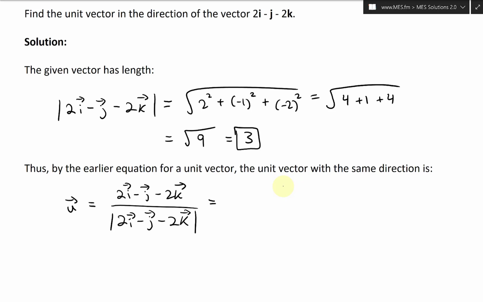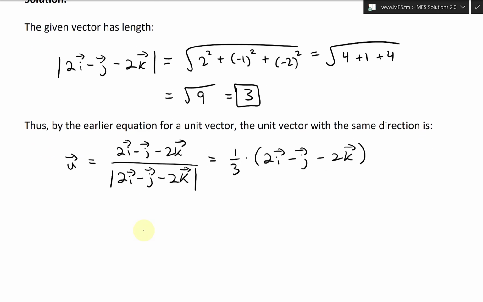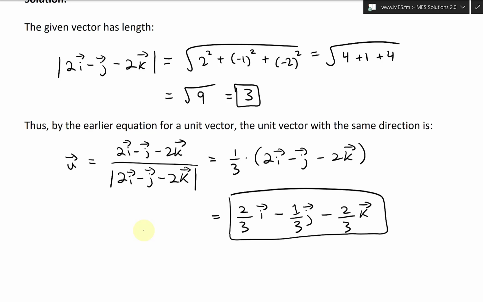Now let's write this out. This just equals, well, this is 3. This is divided by 3. So in other words, you're just multiplying the vector by the scalar 1/3, so multiplied by 2i minus j minus 2k, like this. And then you could write this all out: 2 over 3 i minus 1 over 3 j minus 2 over 3 k, like that. And now we could just box this out.